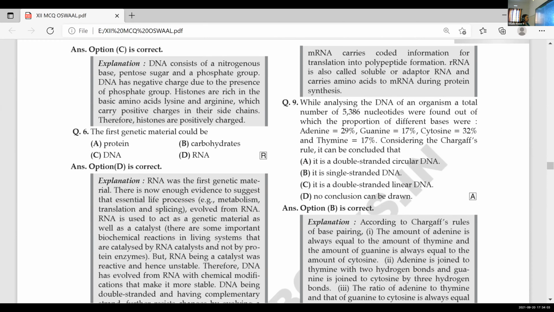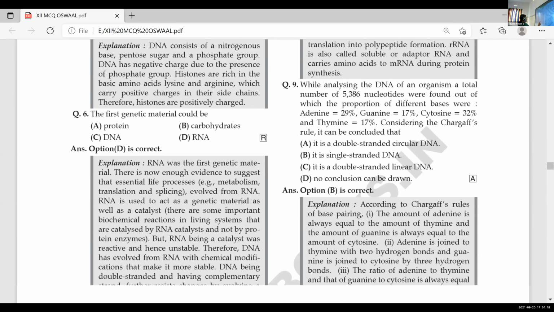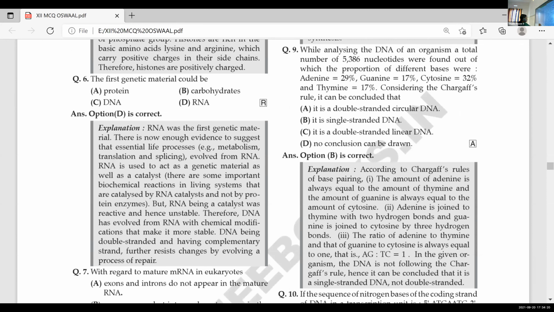So RNA is the first genetic material. All this explanation you need not write down. I have already posted it in the class biology group. So you just write down the question and the correct option. Don't simply sit. I just want to see whether it is there or not. I want you to write it down.